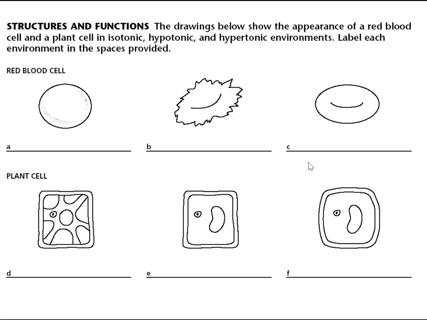Based on what you guys see, I want you to write down whether the cells are placed in a hypotonic solution, a hypertonic solution, or an isotonic solution. So go ahead and hit pause and take a guess as to what these three are in, and then what these three. So you'll use the word isotonic twice, hypotonic twice, and hypertonic twice. Again, hit pause, fill out your answers, and then see if you're right. If you're not, go ahead and make those corrections.